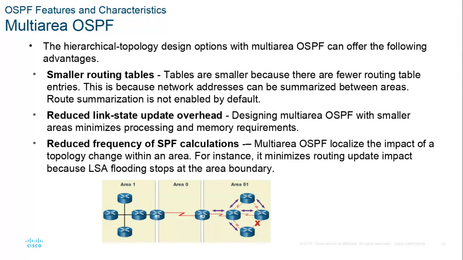Reduced frequency of shortest path first calculations. So this means that in the case of Area 51, you have to do the recalculation. All those five routers in Area 51 have to do the recalculation. The routers in Area 0 and 1 didn't have to do any recalculation. They were relieved of that burden.